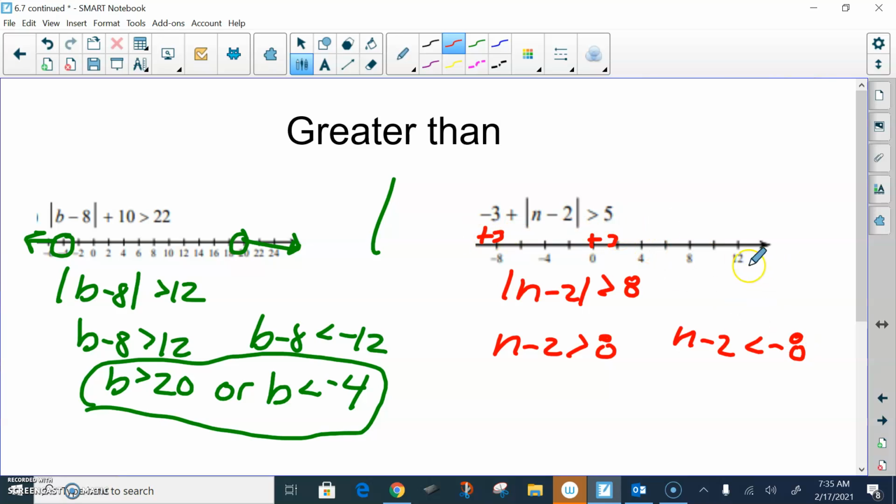Because we know absolute value means distance from 0, so there are going to be 2 answers there. So then we're going to add 2 to both sides. So n has to be greater than 10. And we're going to add 2, so n has to be less than negative 6.